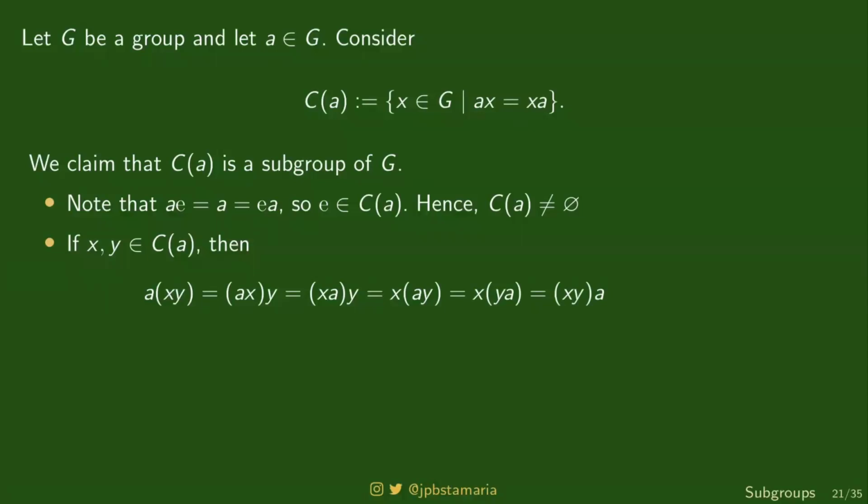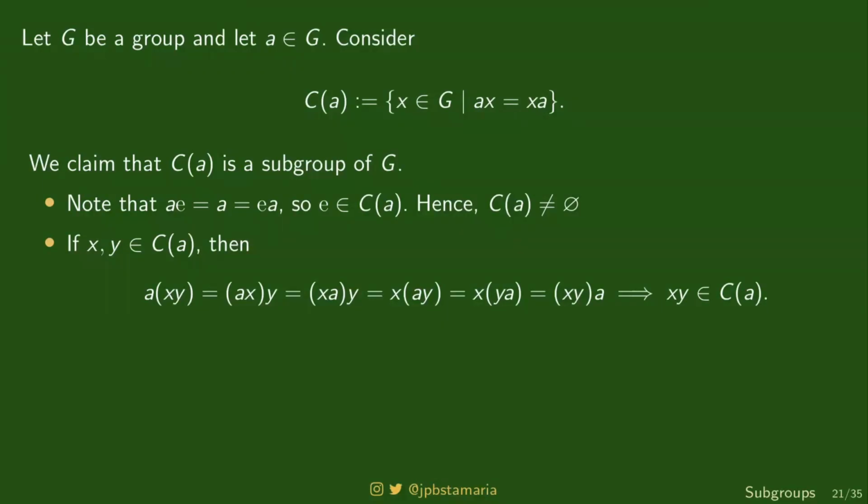In other words, what happens in the end is that the product XY commutes with A, no? Which implies that the product XY belongs to C of A. And therefore, closure property for C of A has been established. Did you get that? Did you get the second bullet?